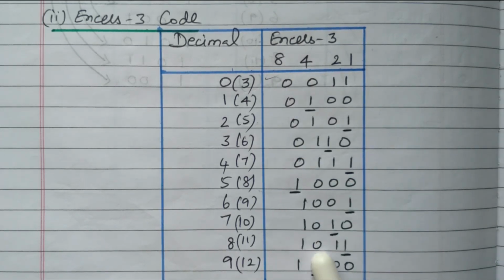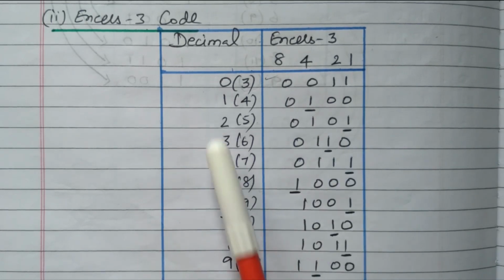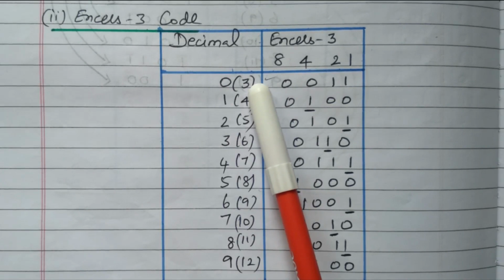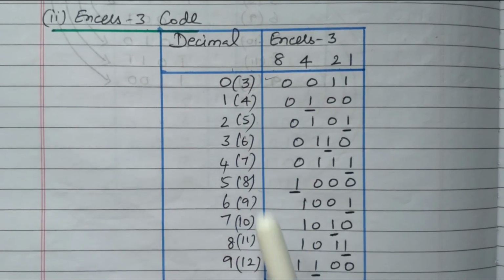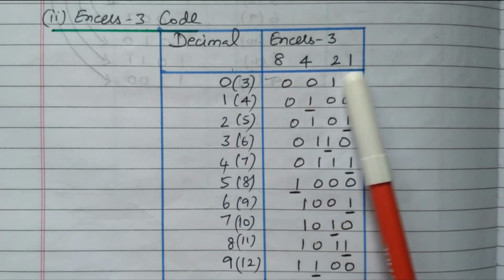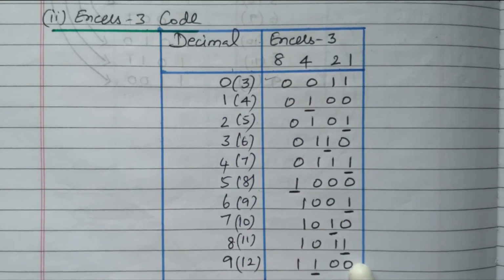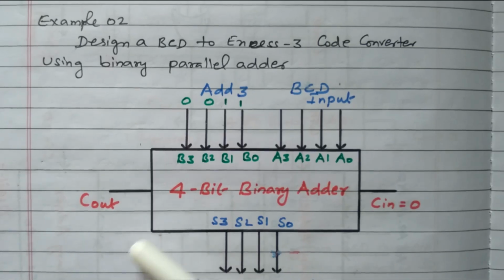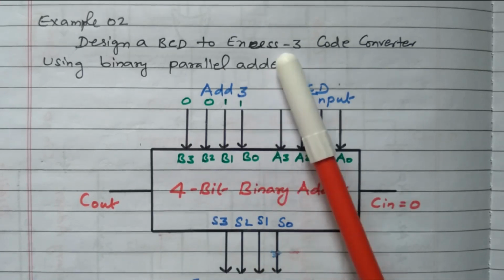Right. So this is the XS3 code. The first is the normal decimal number. By adding 3, it becomes the XS3. Right. So each digit is added with 3. That is represented by 8421 weightage like this. Right. Now we got the XS3 code. Now we'll go to the converter. Right. So now we are able to understand what is meant by XS3.